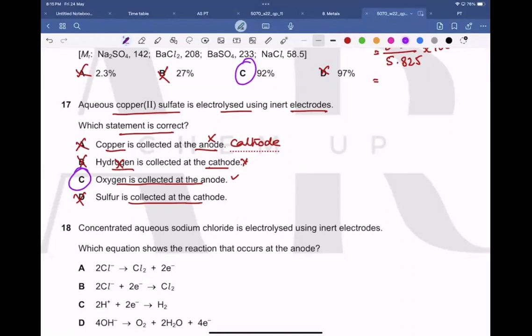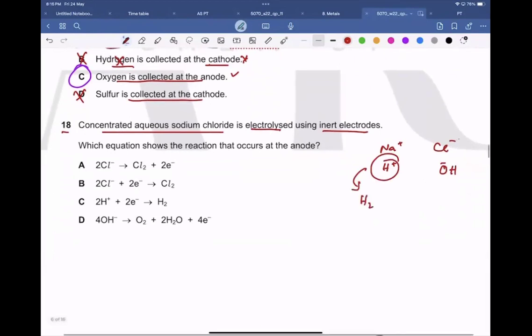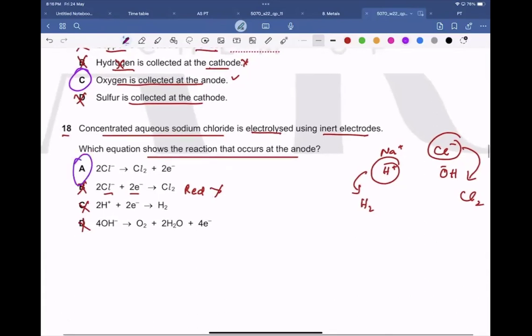Now question number 18. Concentrated aqueous sodium chloride is electrolyzed using inert electrodes. Okay, so it's aqueous concentrated. So there is a sodium ion and a chloride ion, and there is a hydrogen ion and the hydroxide ion. As it's aqueous, hydrogen forms H2, right? And as concentrated, chloride forms chlorine. So which equation shows the reaction at anode? For anode, these two cannot be, and chloride oxidizes. Here it is undergoing reduction, so this goes wrong. And we are left with option A. So option A is the correct one.